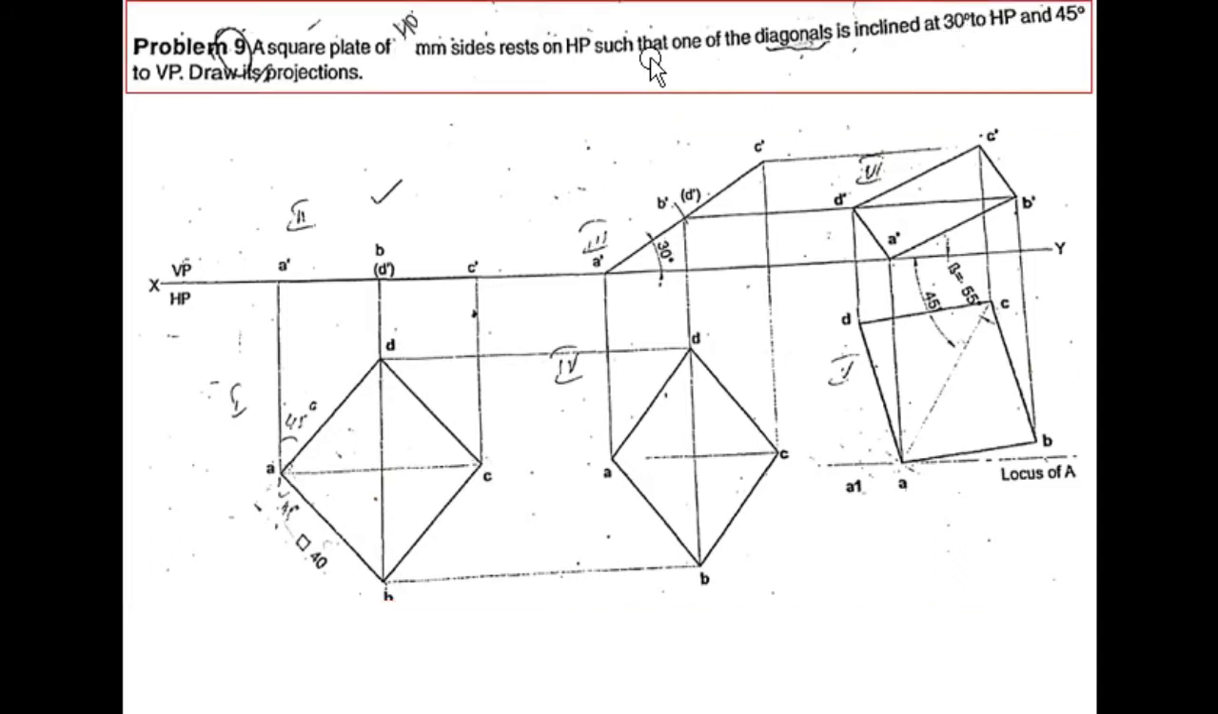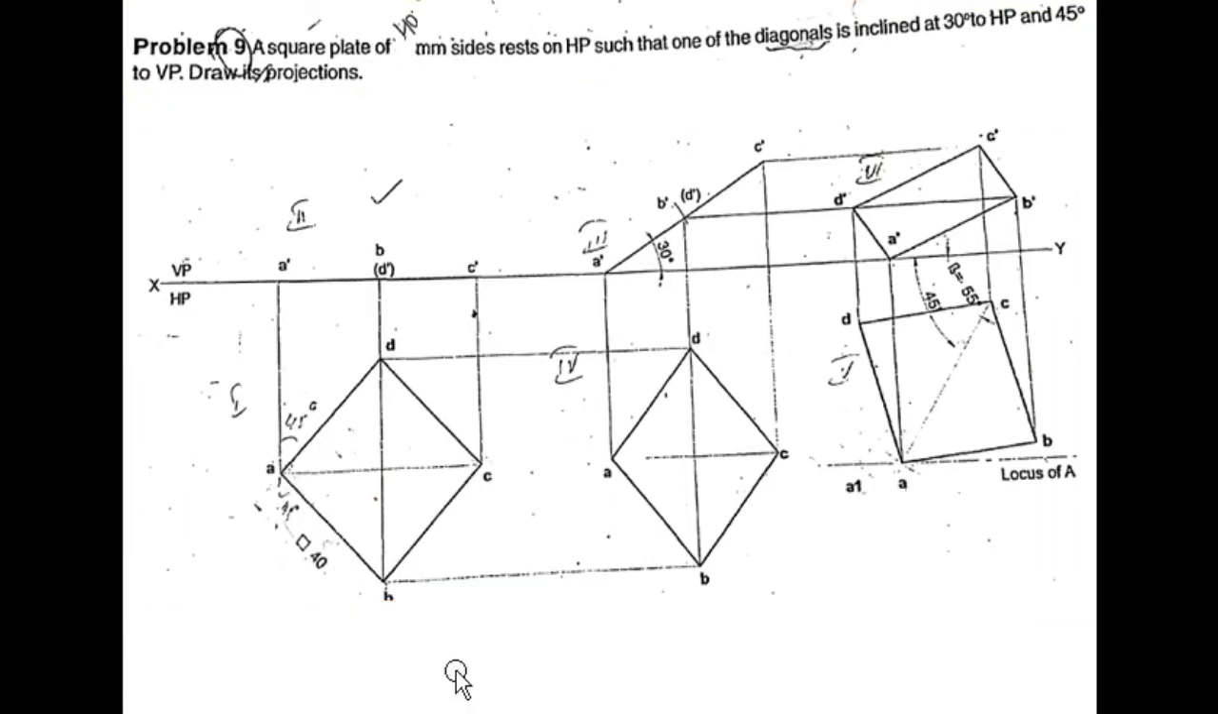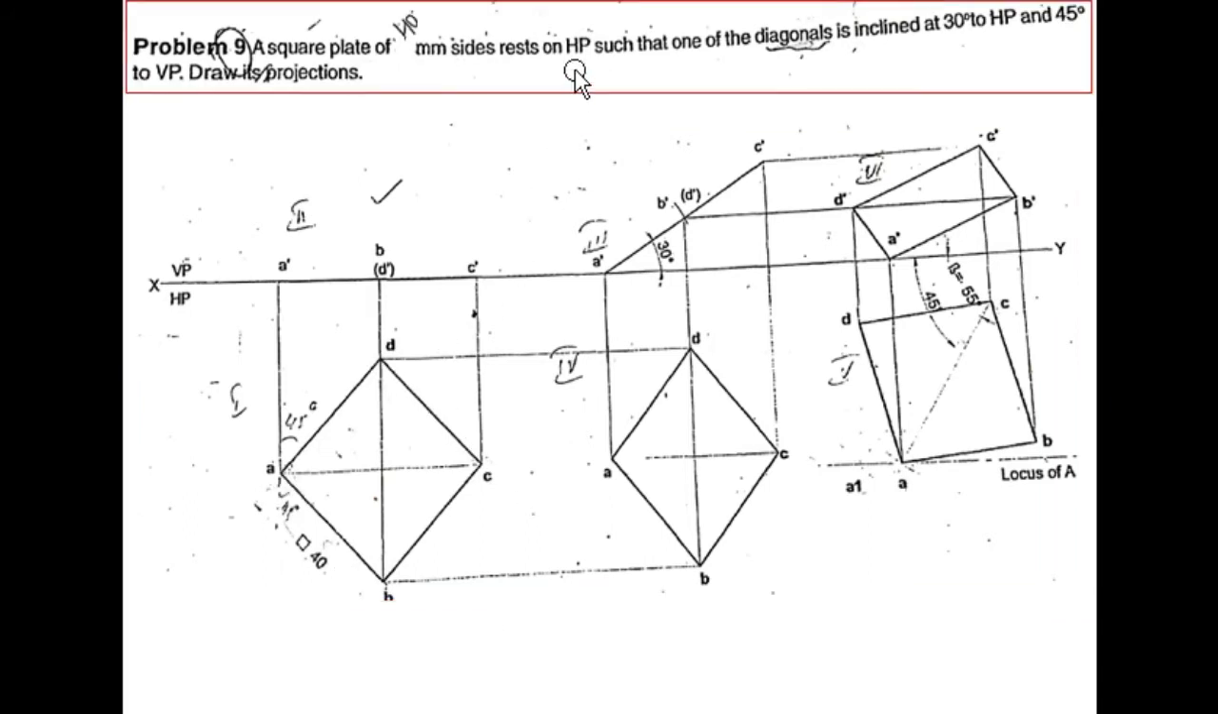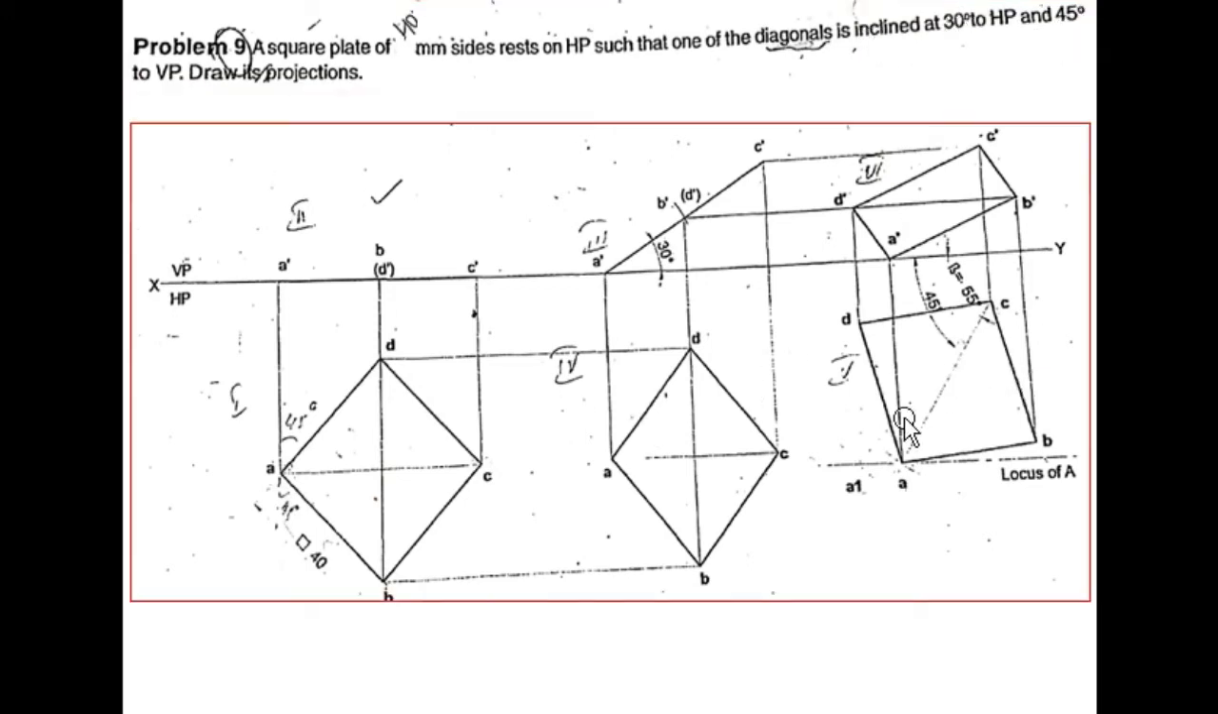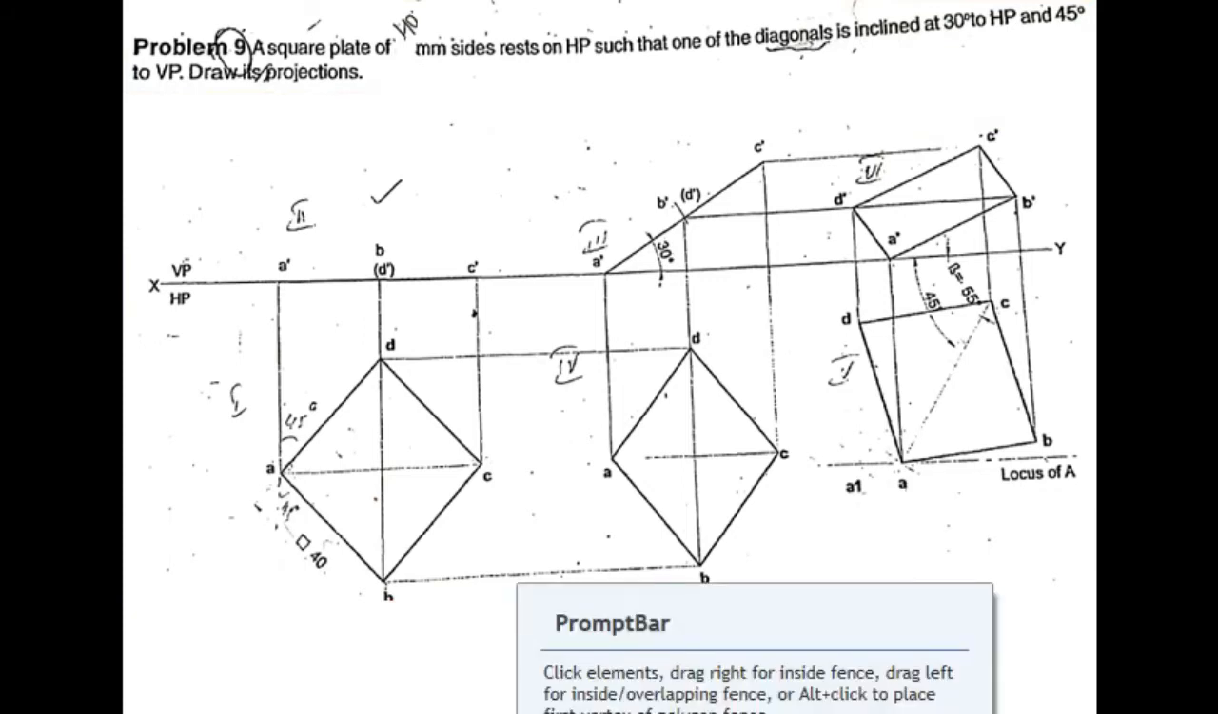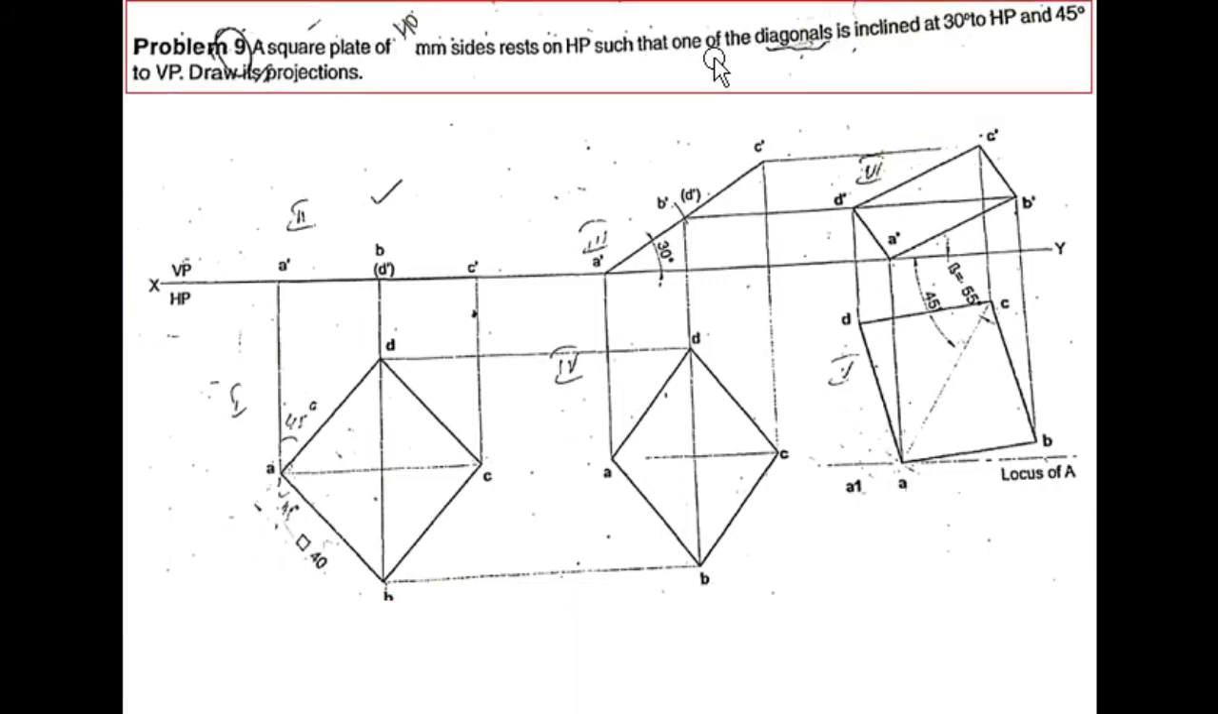Next, what is the surface inclination? Because it is resting on HP plane, the surface inclination will be with respect to HP plane. So the HP inclination is 30° to HP, right? So next remaining is what? Line inclination. The diagonal is inclined at an angle of 45° to VP plane. So that would be the line inclination. So these are the three conditions, right? Now it is asked with respect to a diagonal.